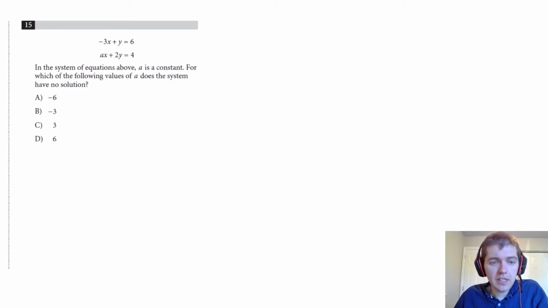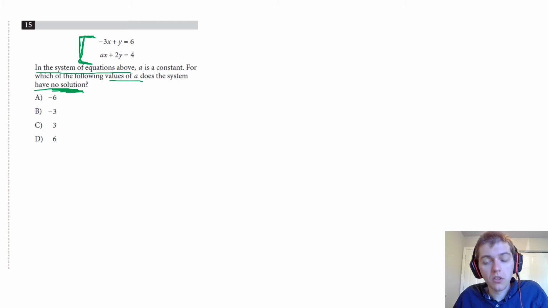Okay, problem 15. In the system of equations above, A is a constant. For which of the following values of A does the system have no solution? When you look at the equations they give you, what they're looking for you to recognize is both of these are linear equations. So where do two linear equations in a system have no solution? That occurs when the two lines don't cross, right? The solution is where those lines cross.